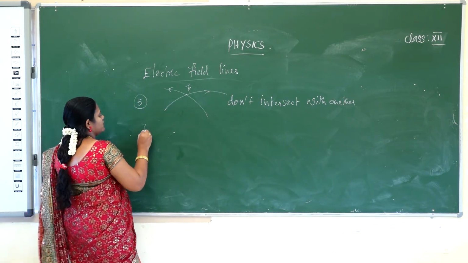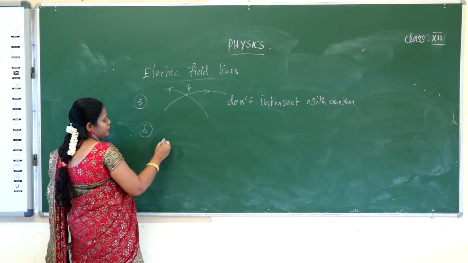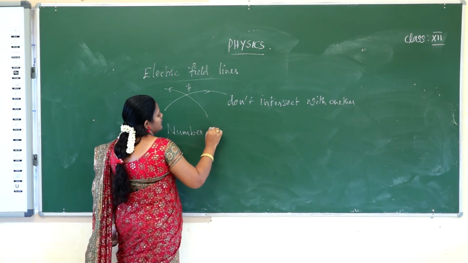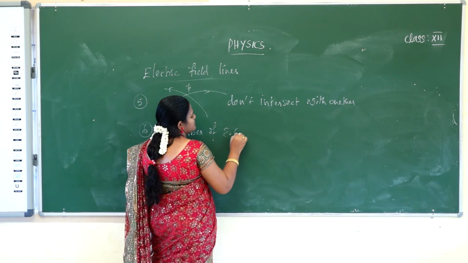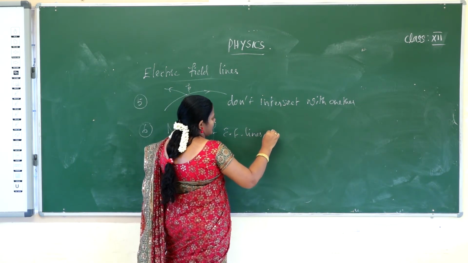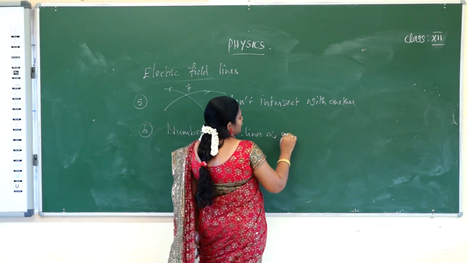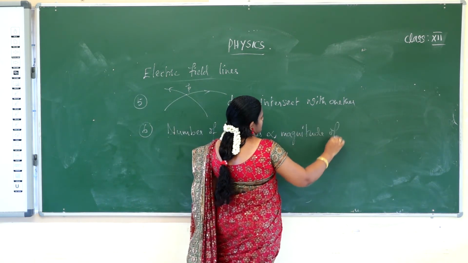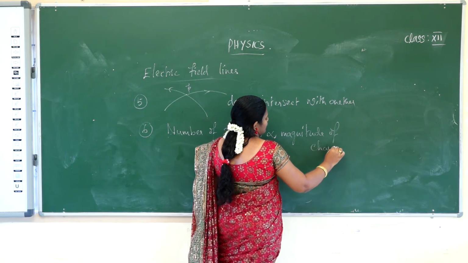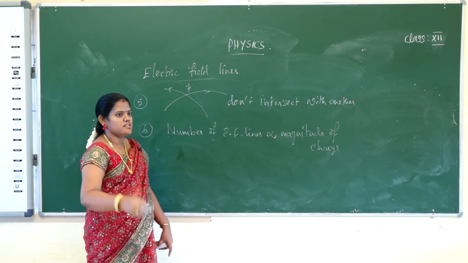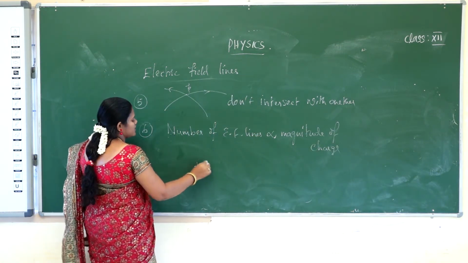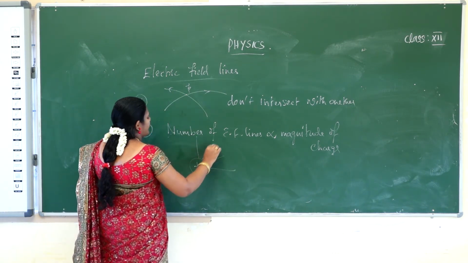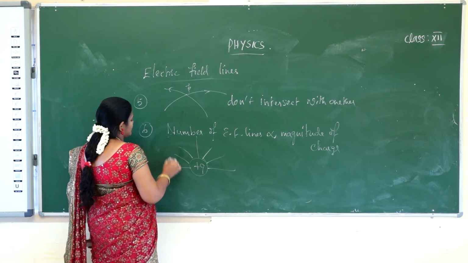And sixth point, the number of electric field lines is directly proportional to the magnitude of charges. What's the meaning of that? What is the magnitude of charges? Magnitude of charges means you've taken one charge. Suppose you take one charge, that is a positive charge. The electric field lines are, say, 6 or 8 lines.